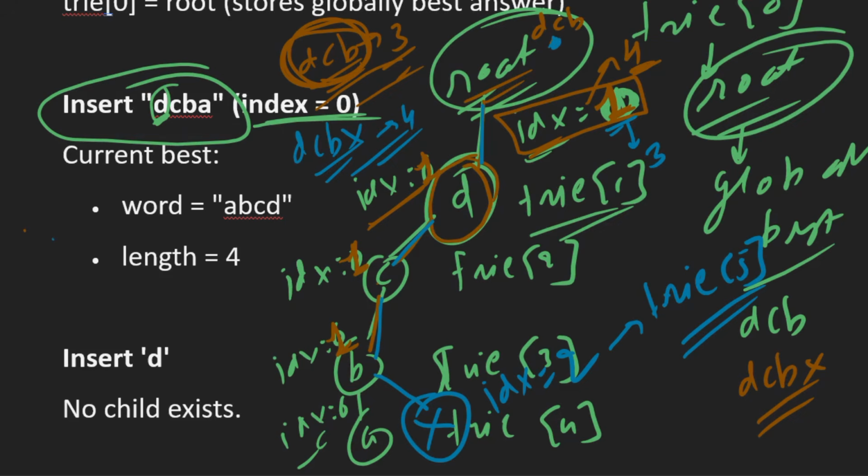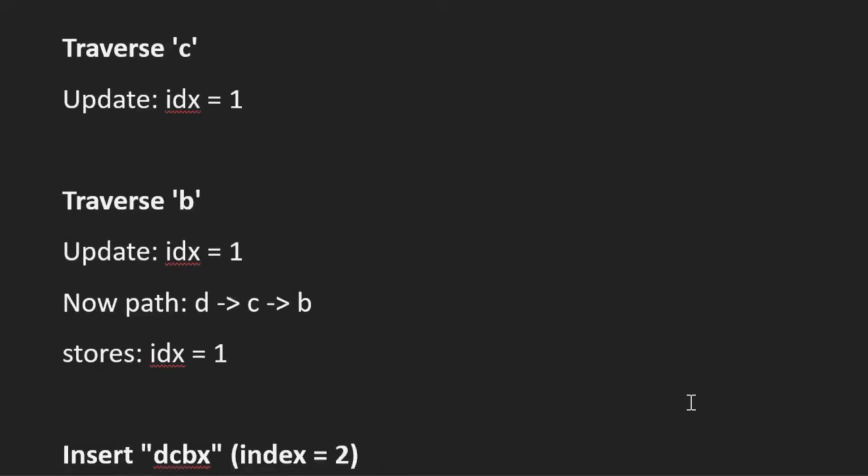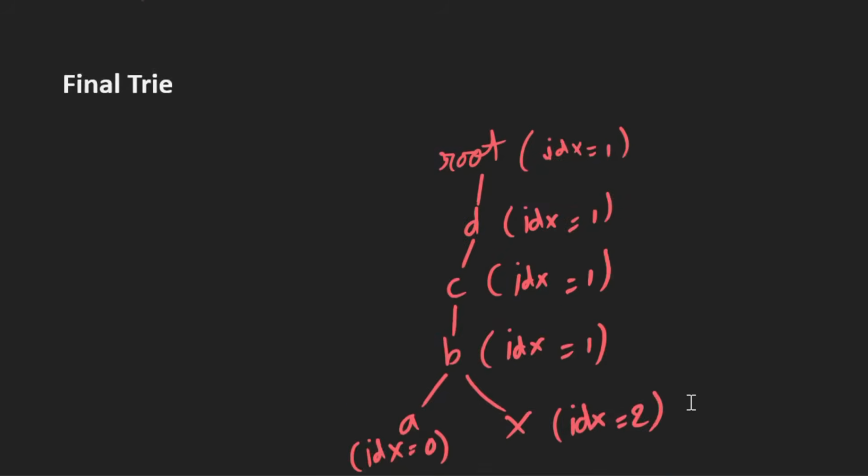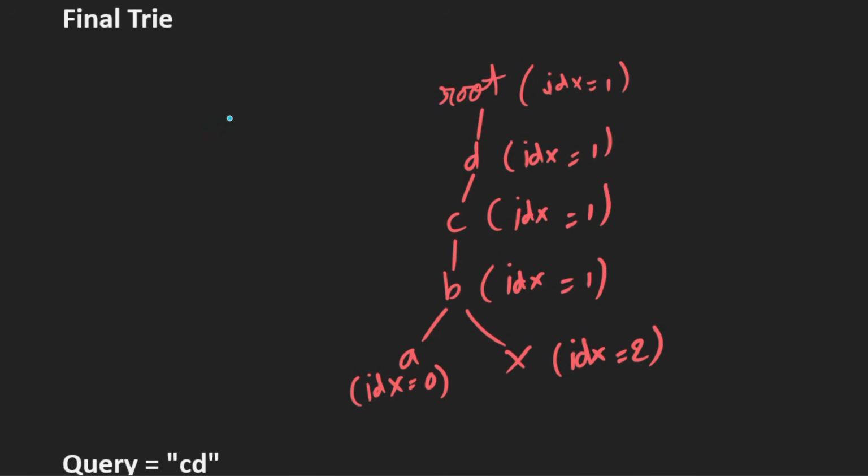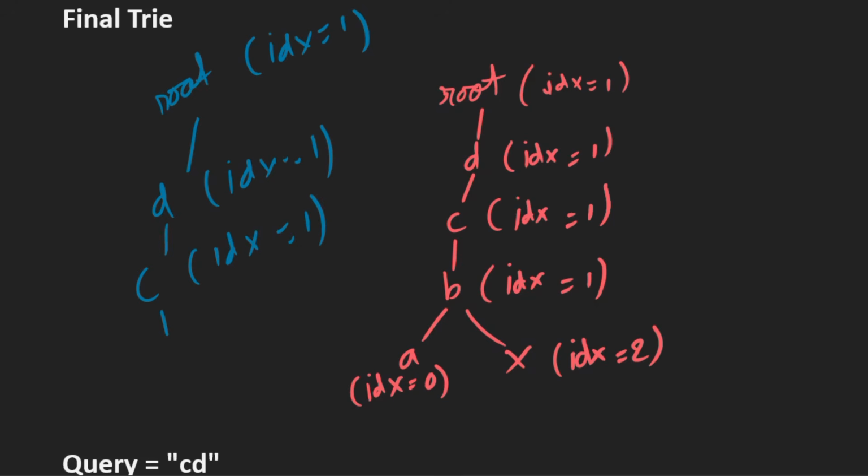This way we have created a trie for all the words. So this is our final trie, where the root index value is 1. Then for d, index value is again 1. For c, index value is again 1. For b, the best answer index is again 1. Then for a, index is 0. Then for x, index is 2.